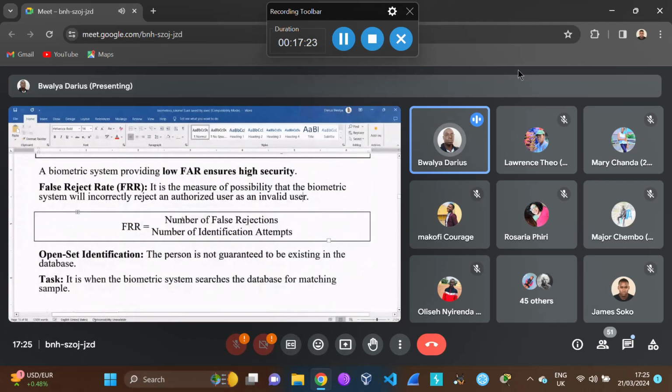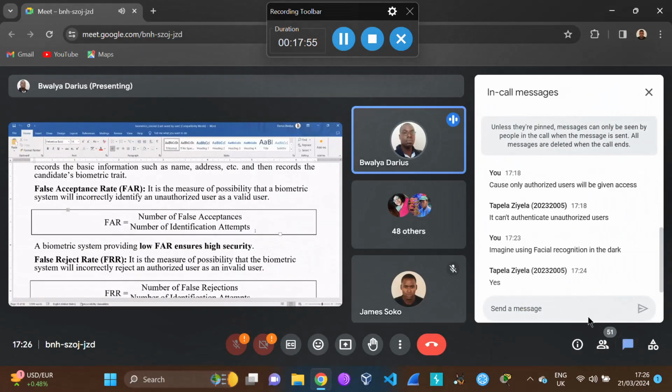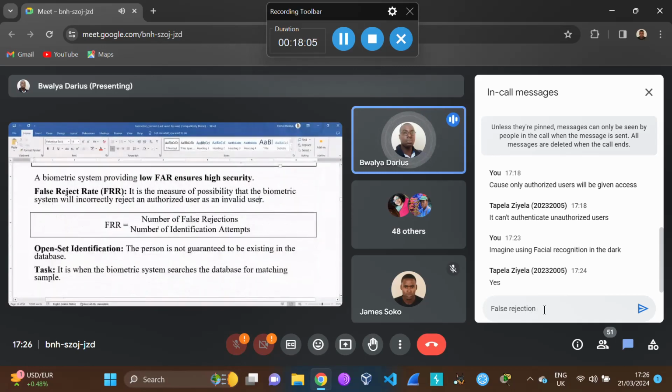So false rejection. It means the false rejection can give rise to people complaining: this system, I've tried so many times, I enrolled. But there are a number of factors that might lead to this. What do you think, especially when it comes to false rejection? As for false acceptances, we don't want any of that to happen, because it would be convenient even to unauthorized people. But for this one, what do you think might be the factors?